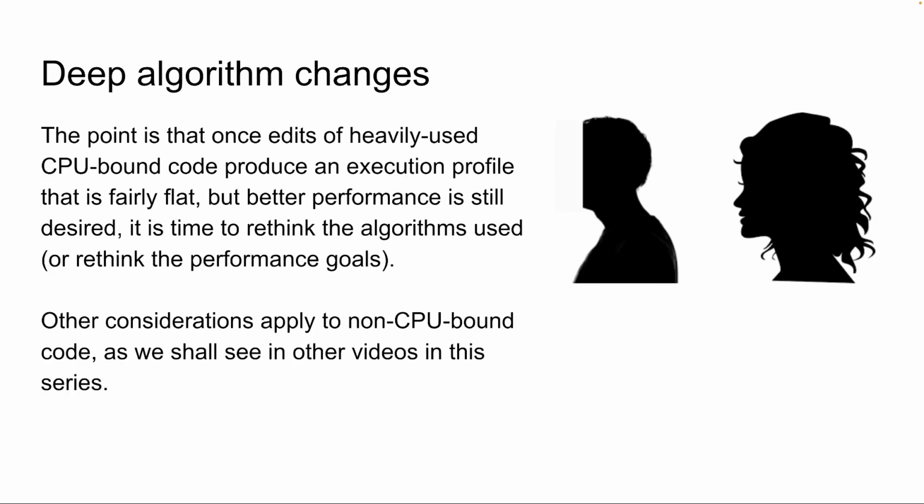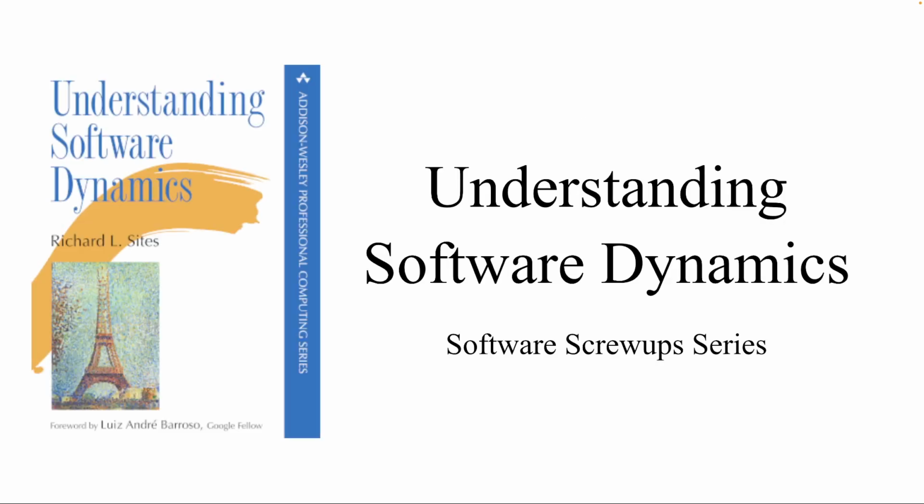The point is that once edits of heavily used CPU-bound code produce an execution profile that's fairly flat, but you still want better performance, it's time to rethink the algorithms used or rethink the performance goals. Completely different considerations apply to non-CPU-bound code that's waiting on something. So we'll see some examples of that in other videos in this series.